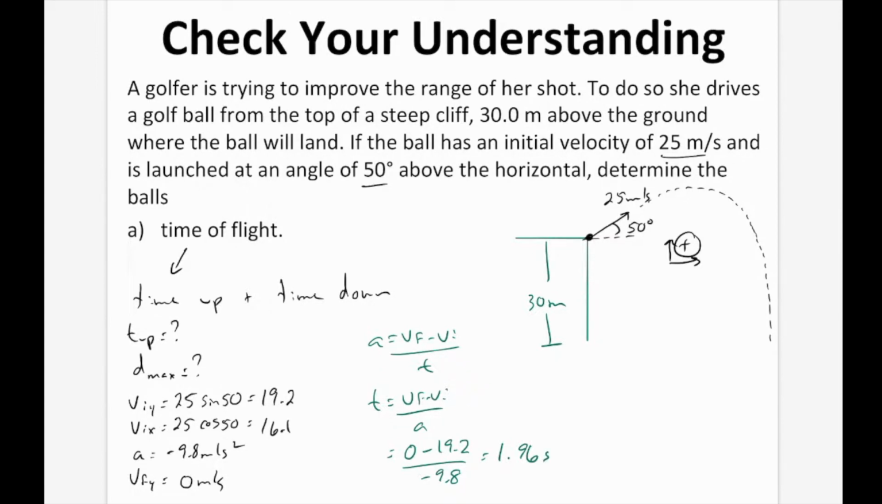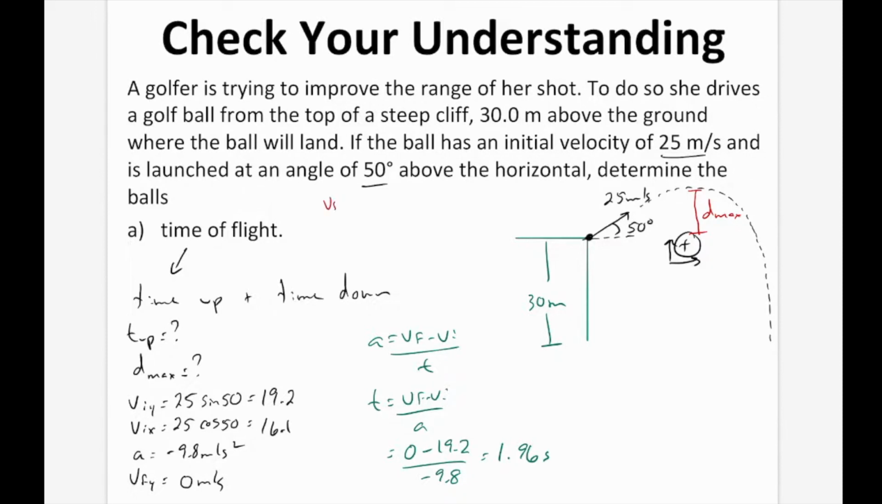Now we can't just double that because, of course, we're falling these extra 30 meters. So that's only the time to go up. So now we've got to find the time to come down. Well, we can't figure that out until we know how far it's going to fall. So let's find D max, because we've got to find out how high it's actually falling from, right? That's going to be our D max value right there.